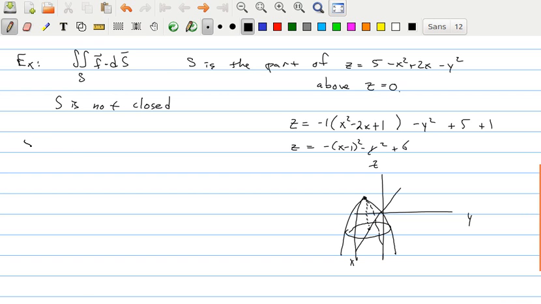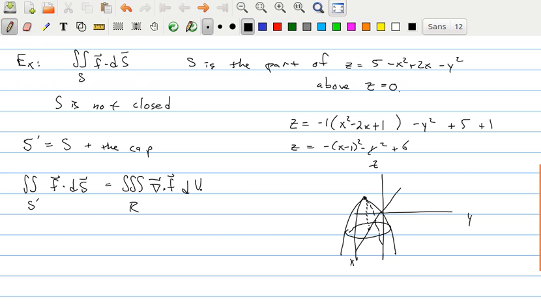Let's take a new surface. Let's take S prime to be the original surface plus that cap, the disk that's along the bottom of the surface. So we take the original surface and add on the cap, then the surface is closed. So we're going to close it off, and then we can apply the divergence theorem on this new surface. So if we look at the flux through the new surface, F dot dS, this is now equal to the triple integral over that solid region of the divergence of F dV.